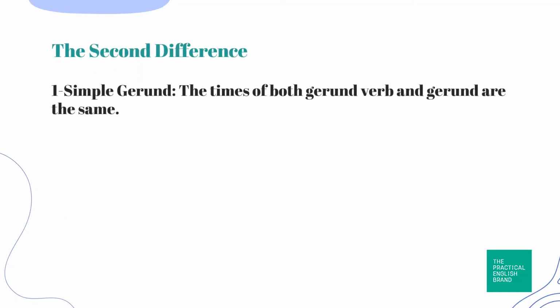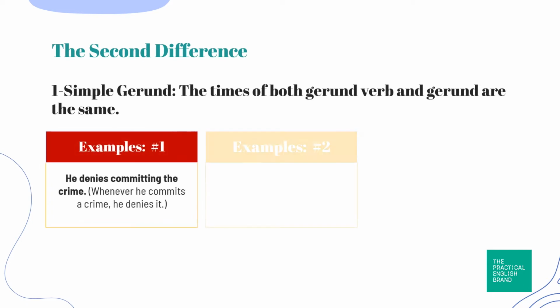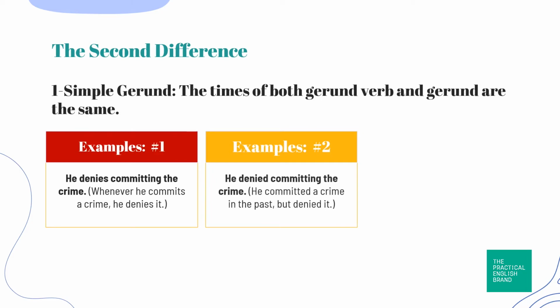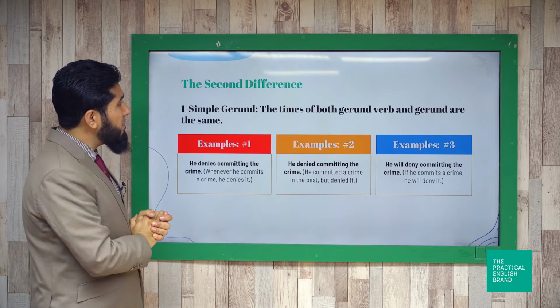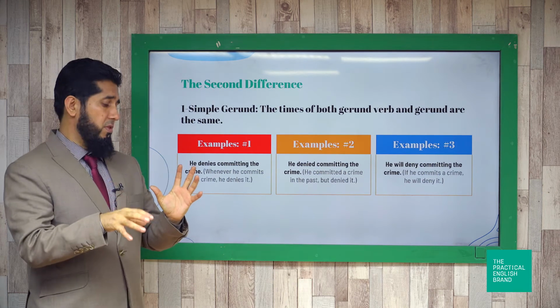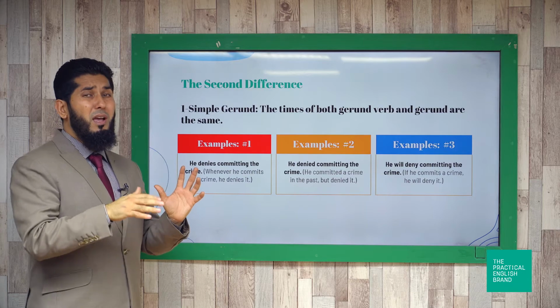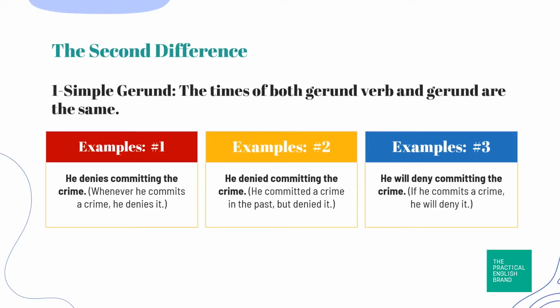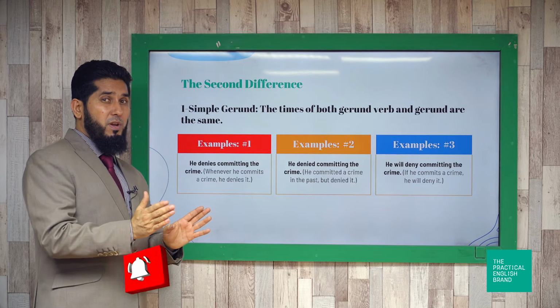The second difference. If it's simple gerund, like what I explained first on the left hand, the times of both the gerund verb and the gerund are the same. So whatever, there's an action or there's a state. Usually gerund verbs are state verbs, not action verbs. They show states, not actions, the verbs which come before verb-ing.